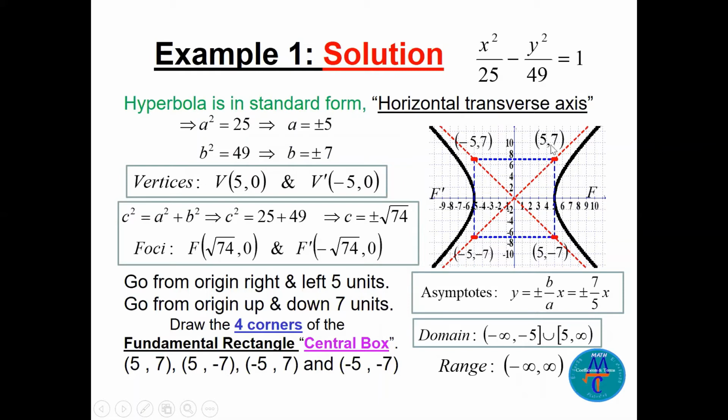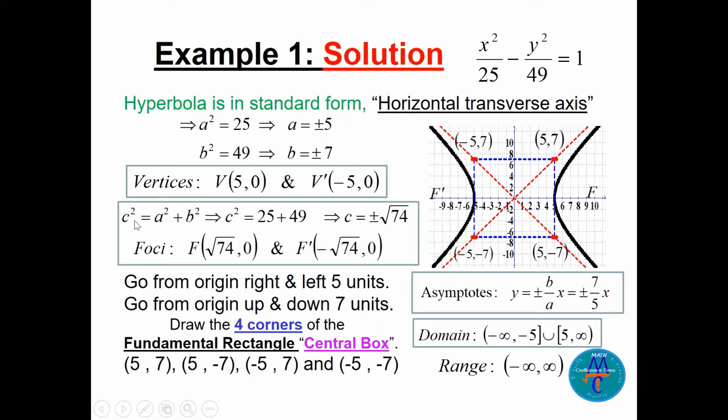So we can draw 5, 7, 5, minus 7, minus 5, 7, minus 5, minus 7. We call them the 4 corners of the fundamental rectangle or the central box. We can draw these 4 corners. Then we join the diagonals. We have the asymptotes. The vertices will be 5, 0 here, minus 5, 0. And the foci are inside.